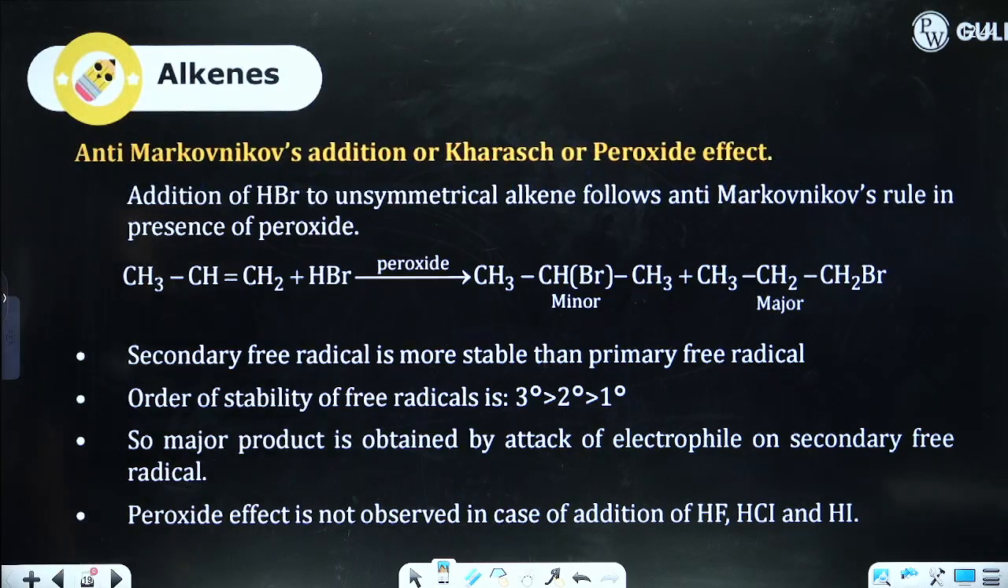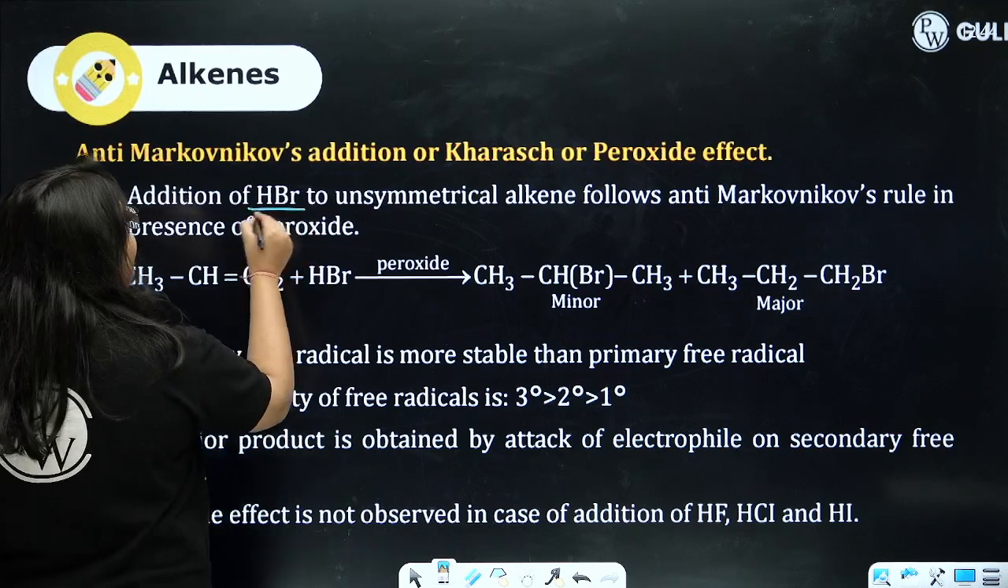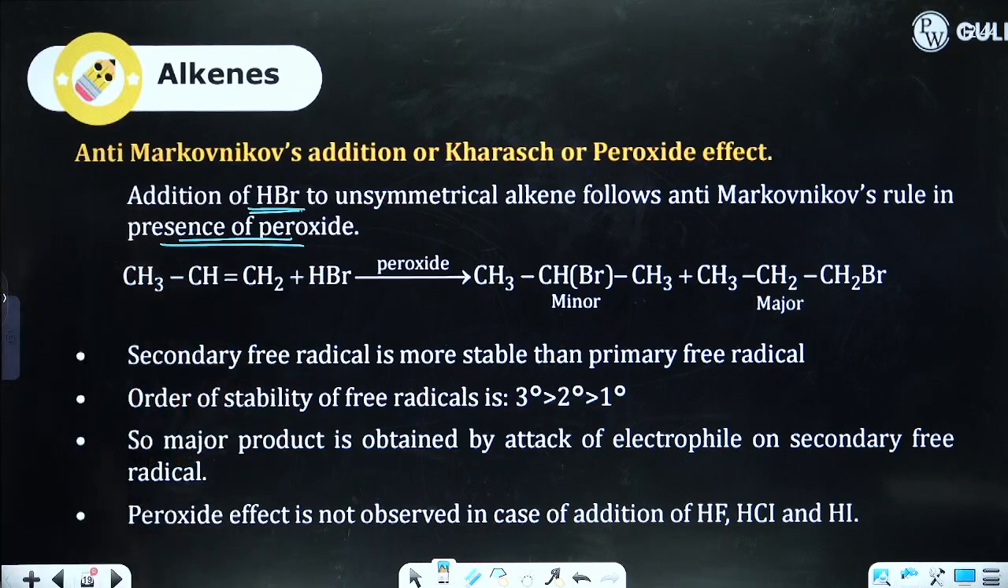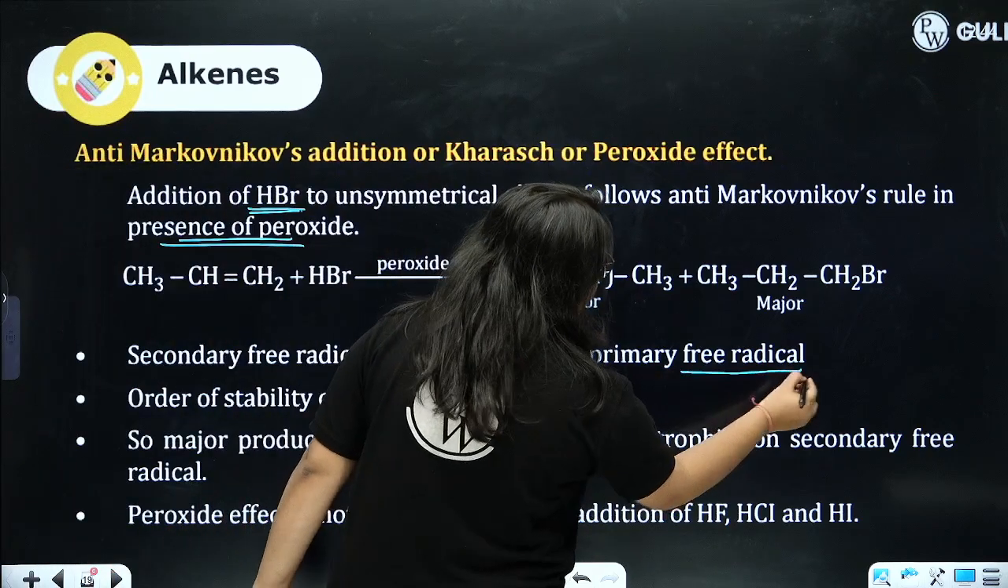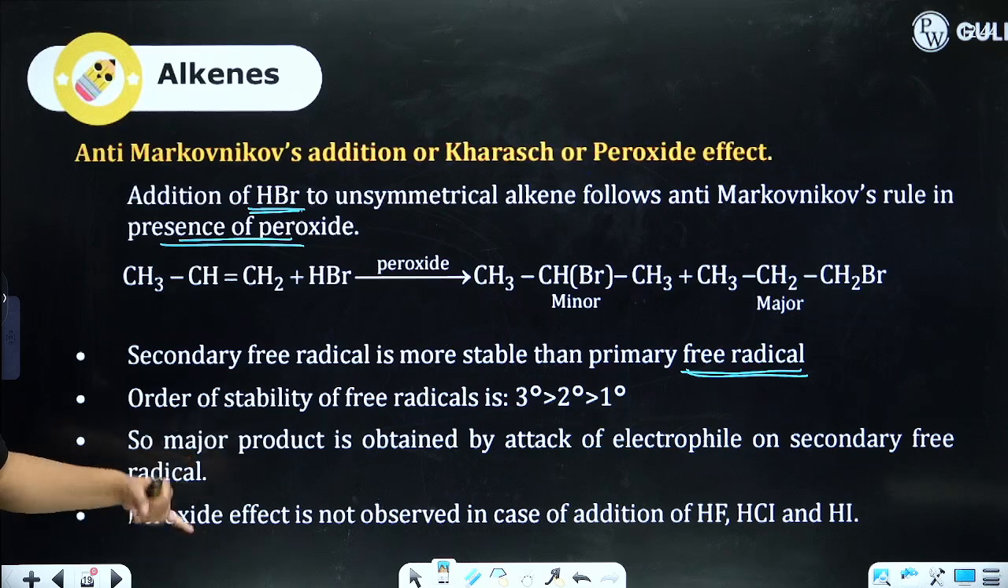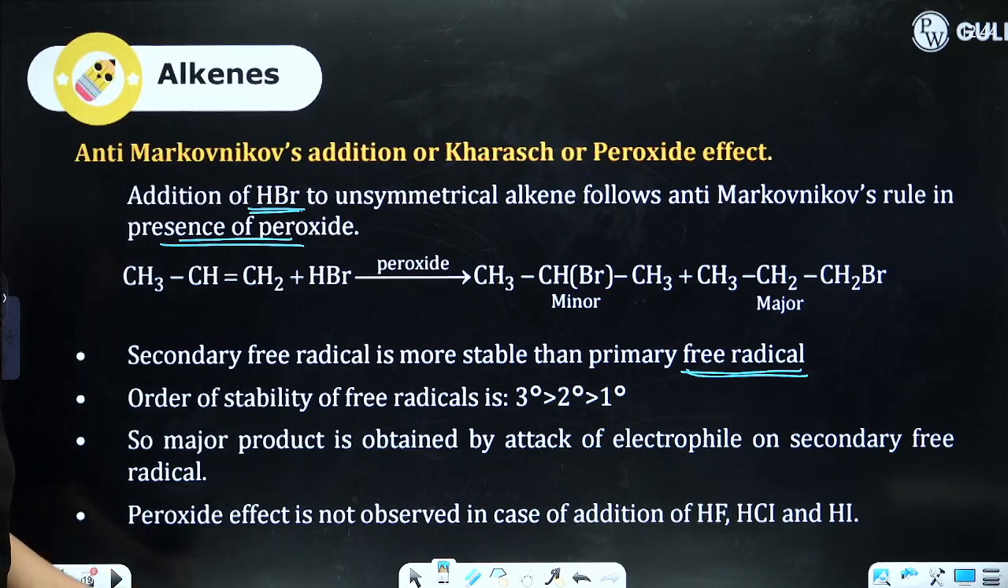Now, anti-Markovnikov's addition, or Kharash effect, or peroxide effect. When HBr, that is hydrogen bromide, is taken in the presence of a peroxide, then Markovnikov's rule is not followed. They undergo a free radical mechanism. And yes, a tertiary free radical is more stable than a secondary free radical. But when you see, the minor product of Markovnikov's rule becomes the major product over here, and the major product of Markovnikov's rule becomes the minor product over here.